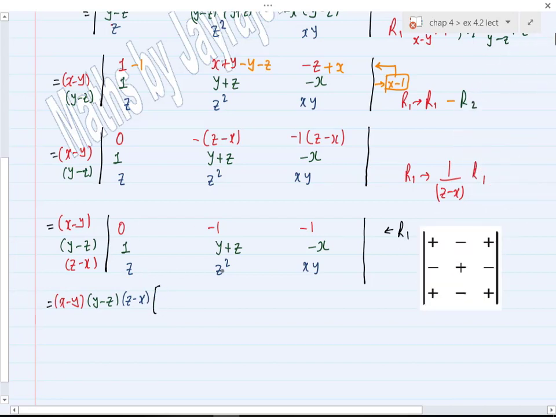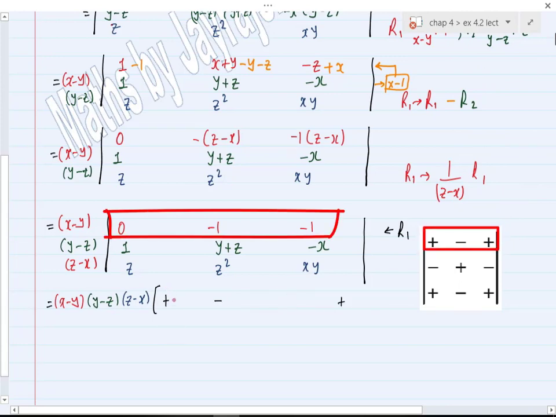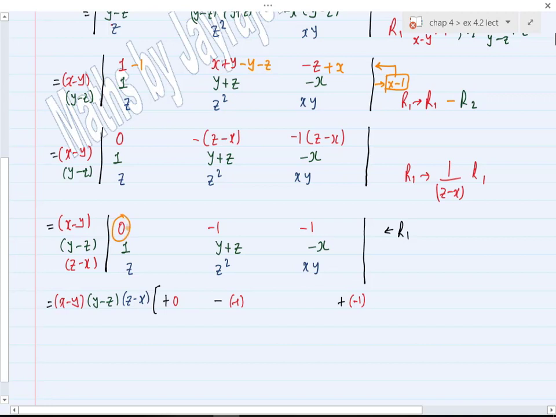Let's expand our determinant with respect to first row. Sign of the first row is plus minus plus. Their elements are 0, minus 1, and minus 1. We don't have to worry about the minor of 0 because 0 into anything will be 0. So let's find out the minor of minus 1. Ignore first row and second column. Let's cross multiply.